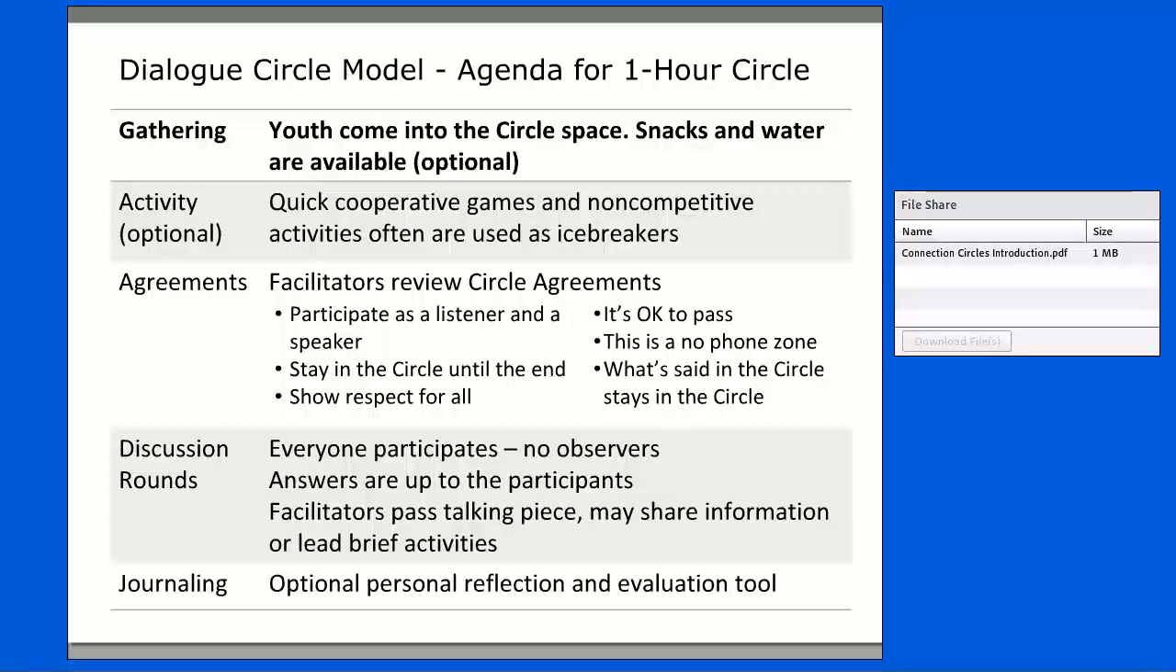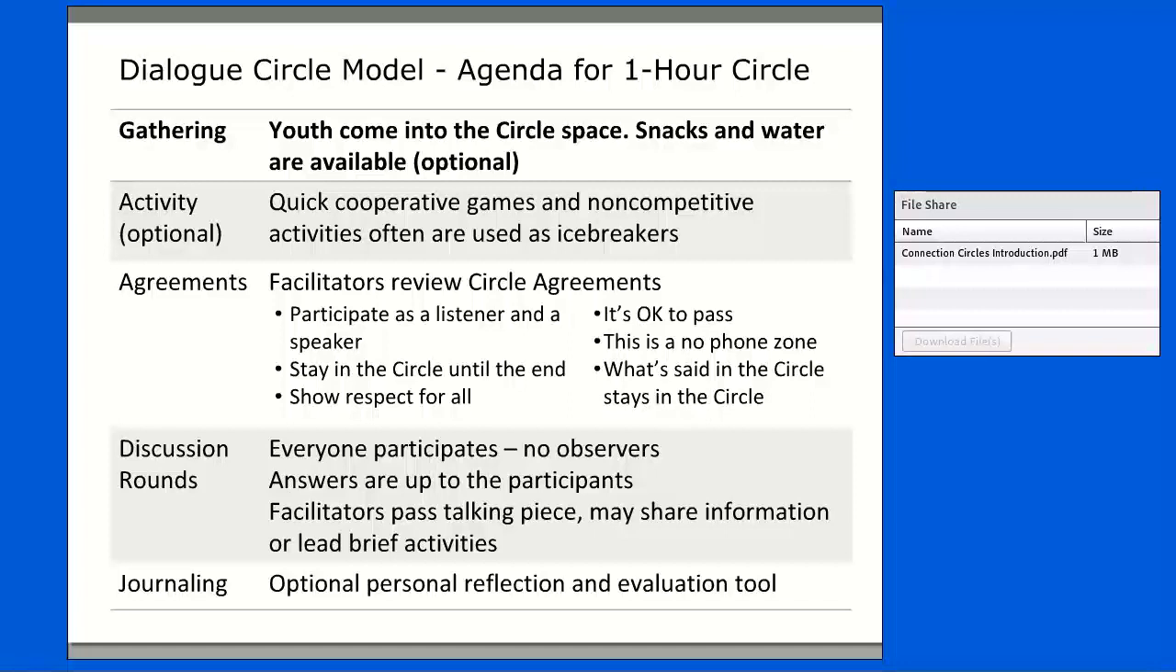Facilitators review circle agreements prior to the circle, and I'll run through these agreements kind of quickly. Participate as a listener and as a speaker. Stay in the circle until the end. Show respect for all. It's okay to pass. This is a no phone zone, and what's said in the circle stays in the circle. And this is a way to preserve confidentiality and not have gossip come out of these meaningful conversations that the youth are having. After people agree to the circle agreements, then they go into the discussion rounds. Everybody participates. No one is allowed to be in the room just as an observer sitting on the outside listening to everyone else.